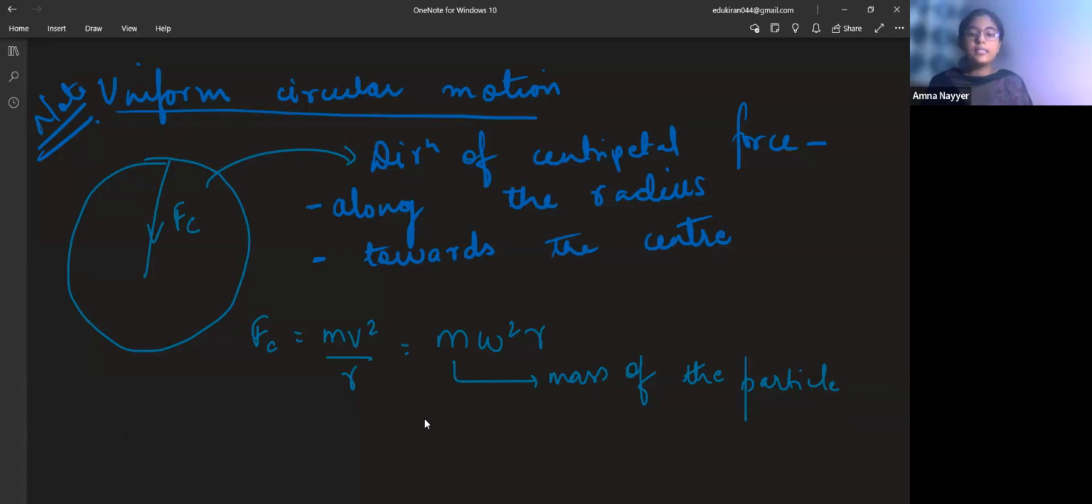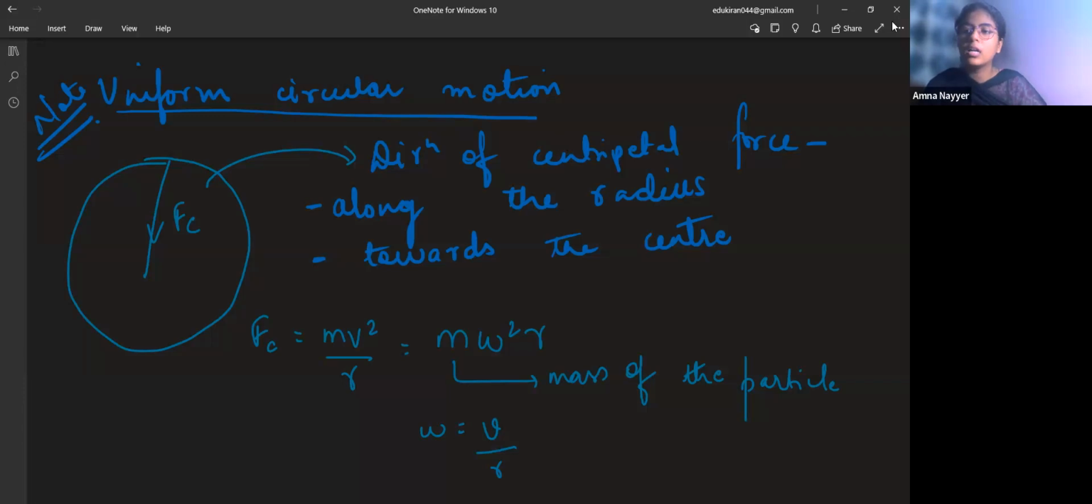Now, why have I written it like this? Because omega is equal to v by r, so v is equal to omega r. When you substitute in here, you get this formula. So this is from your class 11th. By now, all of you should remember this part at least.